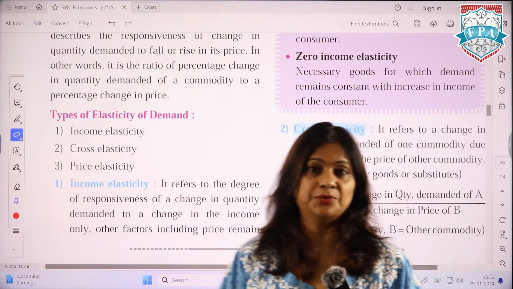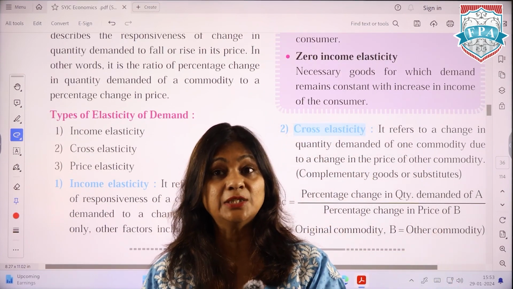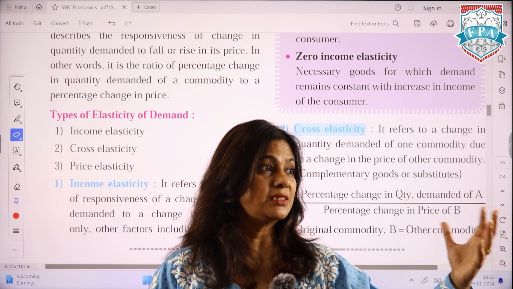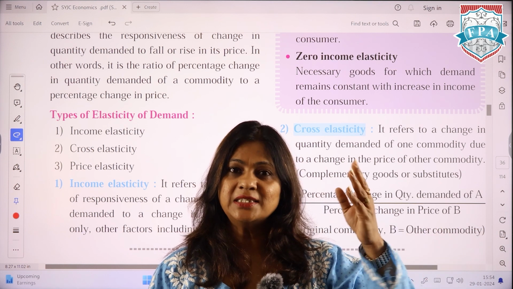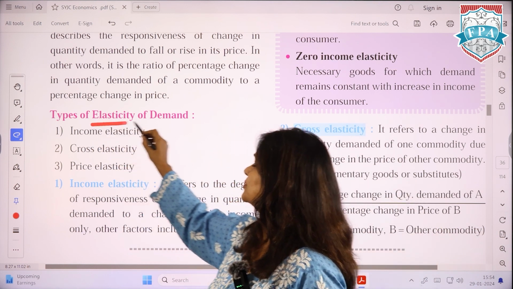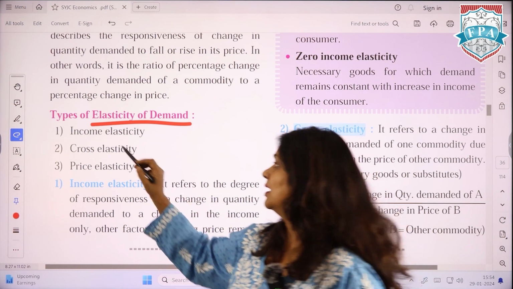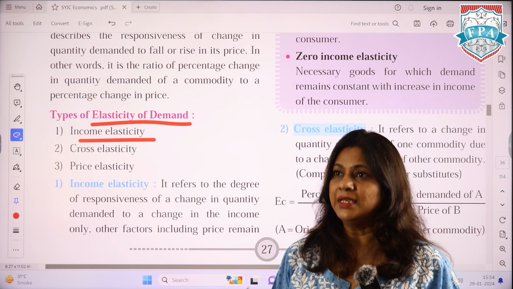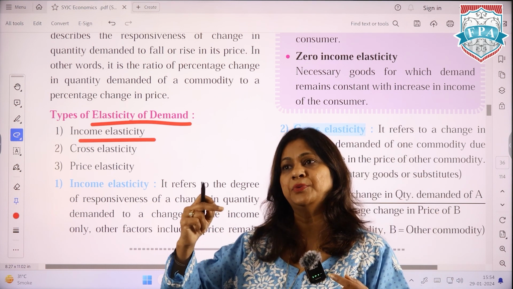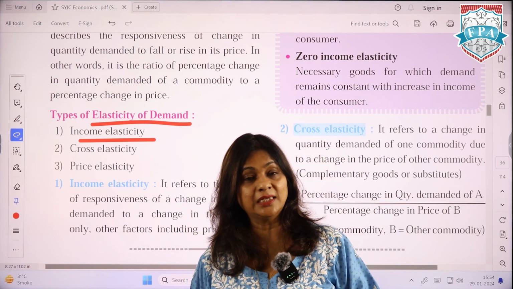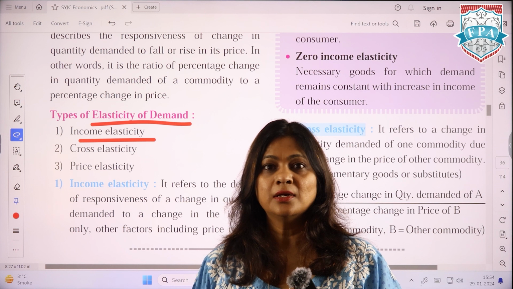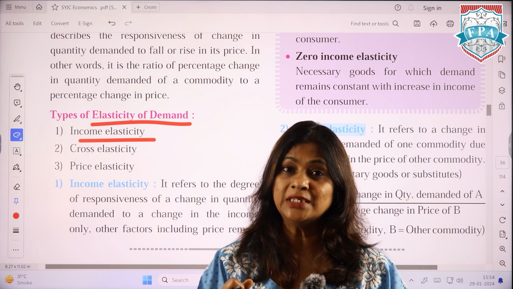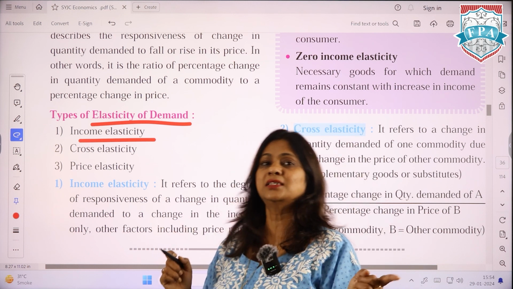कितने टाइप की इलास्टिसिटी होती है? मैं अभी जब बात कर रही थी तो I said quantity demanded with respect to income, price, substitute goods or complementary goods. Now this itself answers that how many types of elasticity of demand are there? Income elasticity. What does income elasticity mean? It means that if the income of a person is going to increase or decrease, is it going to change the demand of the product? Is it going to increase or decrease with respect to the change in income? That is known as elasticity of income.